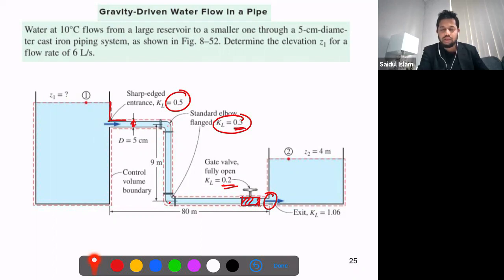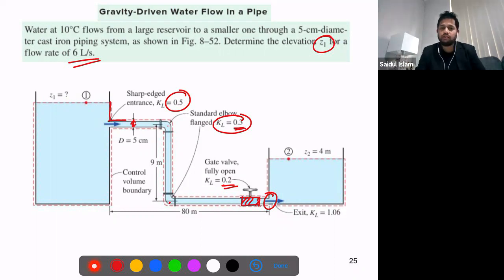According to the question, you need to determine the elevation z1 for a flow rate of 6 liters per second. It's a pretty interesting problem. We need to calculate the elevation z1. I can give you this question in the exam and tell you not to calculate the pumping power, but to calculate the pump head, this sort of thing. So what we will do is simply use the energy equation for this problem.